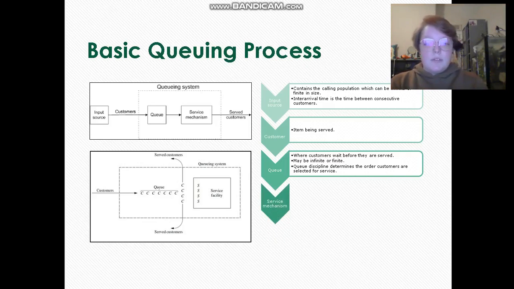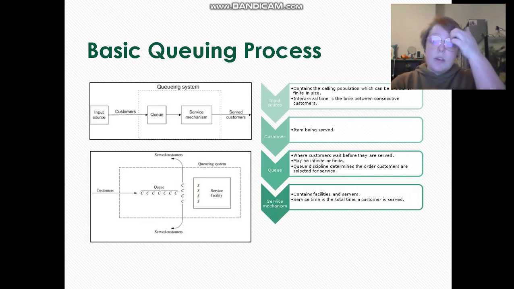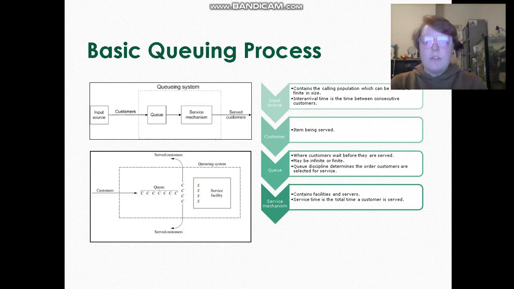Next is going to be the service mechanism itself. It contains two things of note, facilities and servers. Facilities are going to be the number of service mechanisms, and servers are going to be the number of parallel available services for customers. For instance, at a hospital, the facilities would be the number of hospitals in the area, and the number of servers would be the number of doctors in a single hospital that are available to take customers.